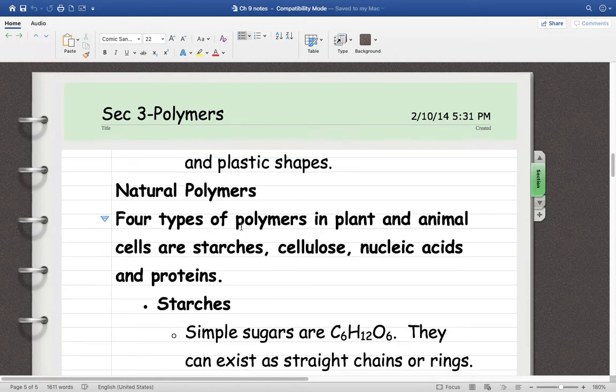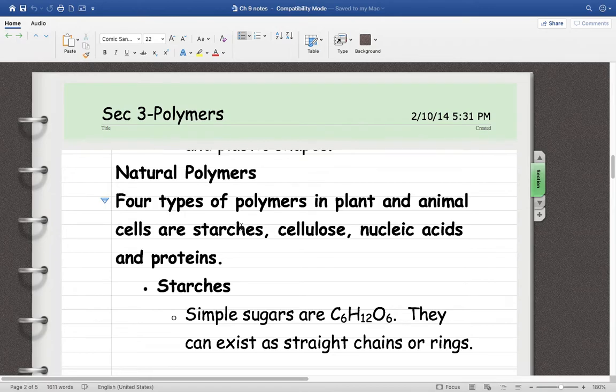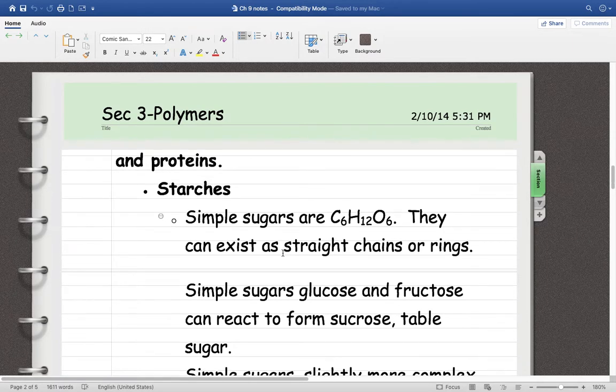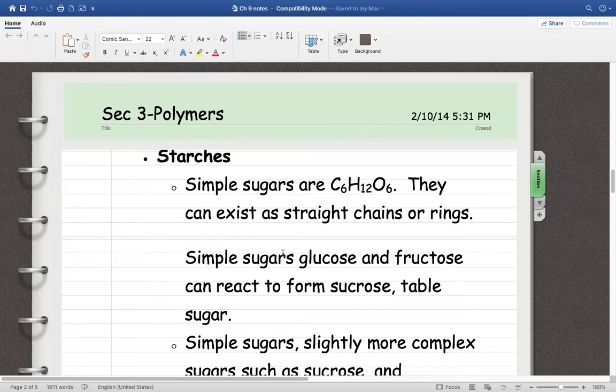Now, the natural polymers, there's 4 of them. They're in plant and animal. So this would be examples of starches, cellulose, nucleic acids, and proteins. The first one is starches. Simple sugars are C6H12O6, which is glucose.